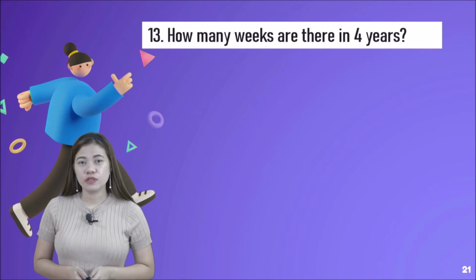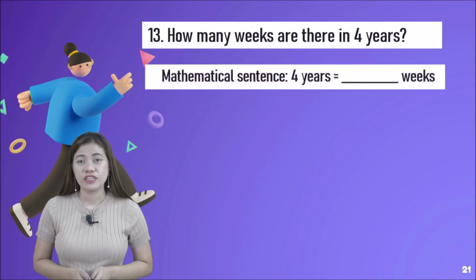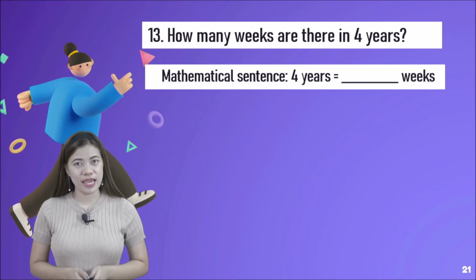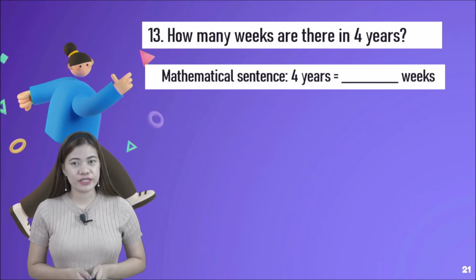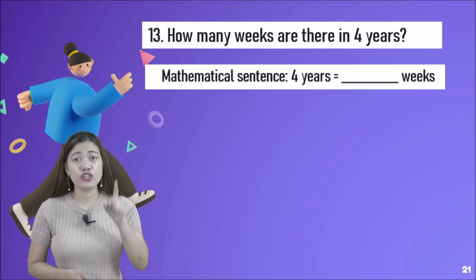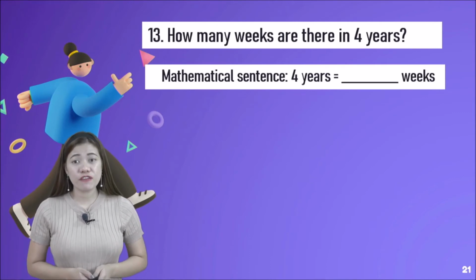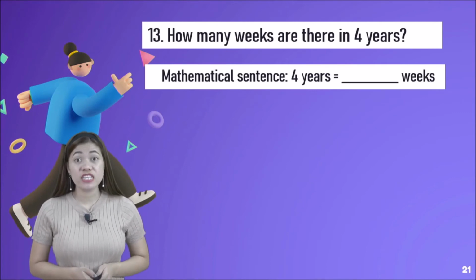Next, example number 13. How many weeks are there in 4 years? Here's our mathematical sentence. 4 years is equal to blank weeks. How many weeks do we have in 1 year, grade 3? Very good. We have 52 weeks in a year.